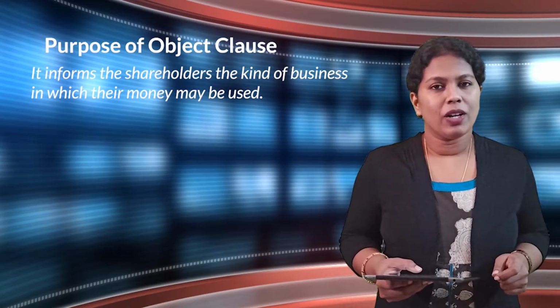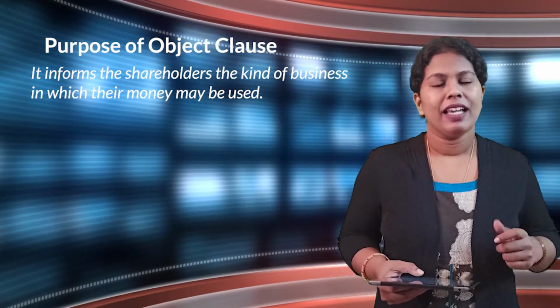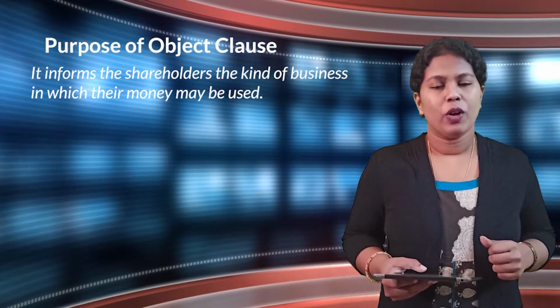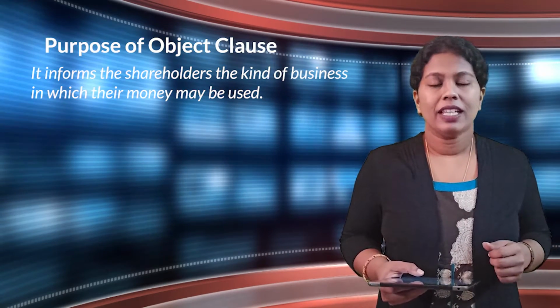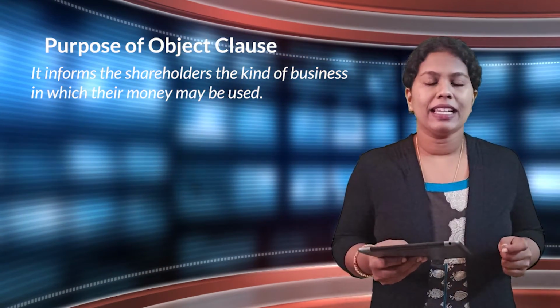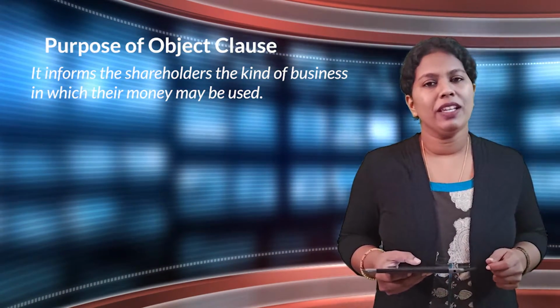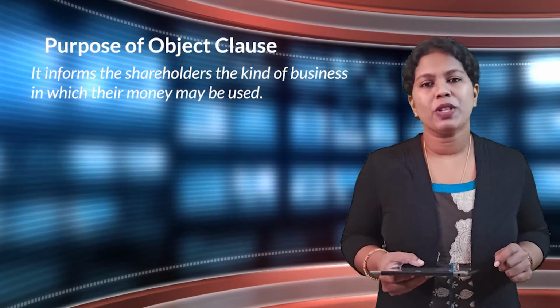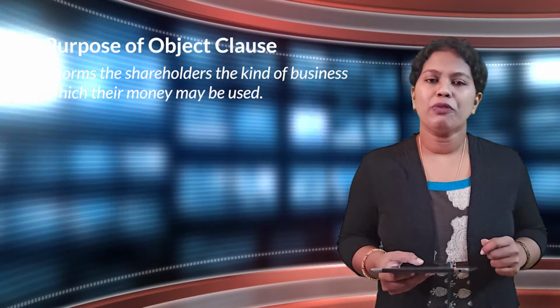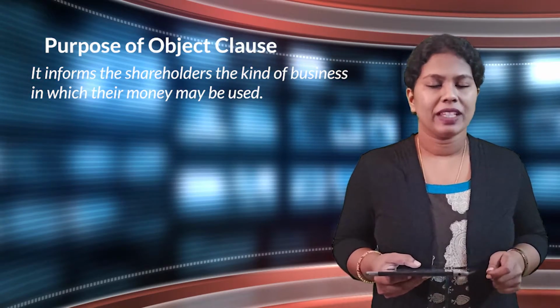So the object clause clearly specifies for what purpose the company is formed, or what kind of objectives need to be satisfied by the company. So the shareholders will get an idea about the purpose for which the money that they have given will be utilized. So the first purpose of such a clause is to inform the shareholders the kind of business in which their money will be invested.